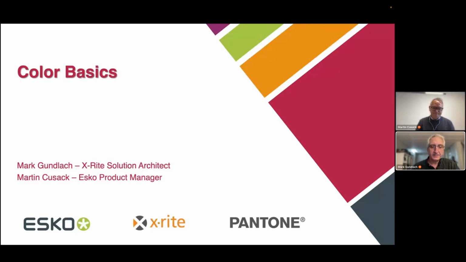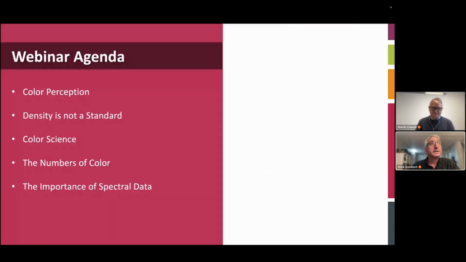All right, thank you very much. So let's get started. What we're going to talk about today first is a little bit about human color perception. Then we're going to move into talking about density. It's not really a standard, and we're going to talk about why it fails as a standard. We'll look at color science, how color works. We're going to look at the numbers of color. How do we quantify these colors? How do we put numbers to them so we can manage them? And then a real critical piece is, what is spectral data and why is it so important? So let's go ahead and dig in.